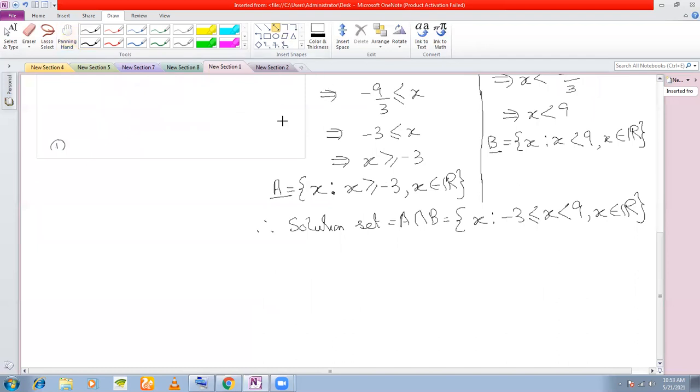Now, how do you graph this solution set? There's 0, and I'm not going to draw all the points. Simply draw what points are given here. Let's say minus 3 is somewhere over here and 9 is somewhere over here. Since you have an equality with minus 3, we'll give a vertical line here. And since you don't have an equality with 9, we'll give a curved line here. And we are going to join it. All the values between these are the solutions of this inequality.